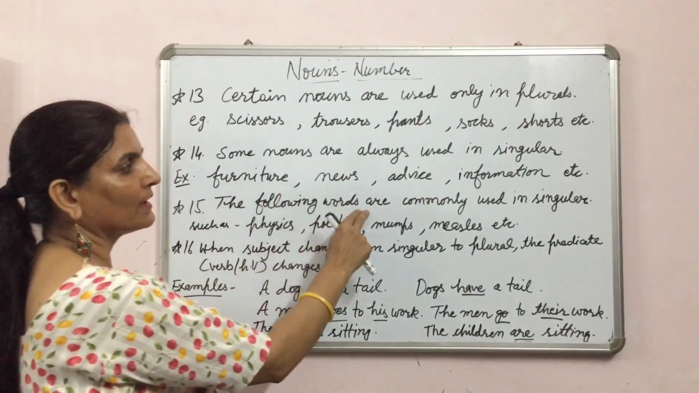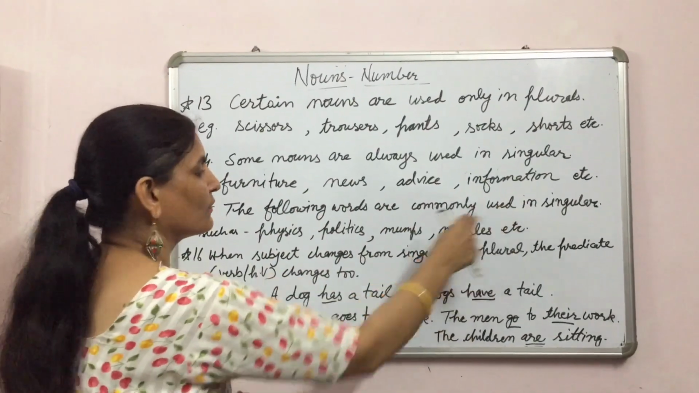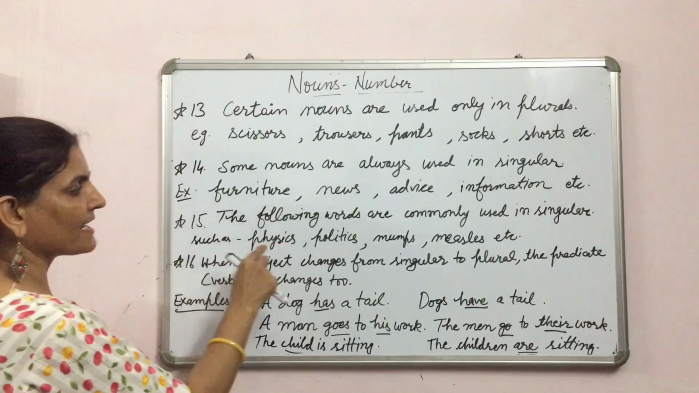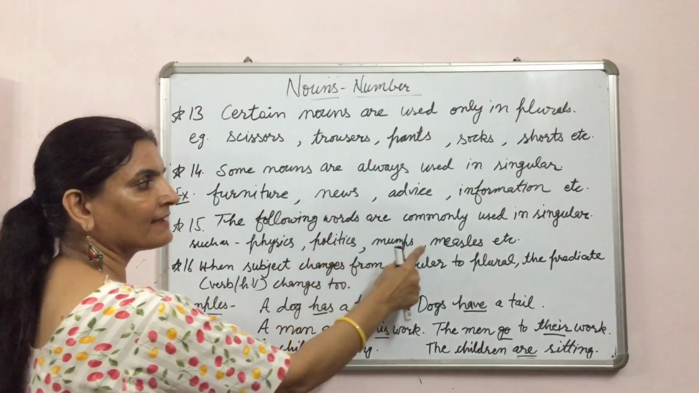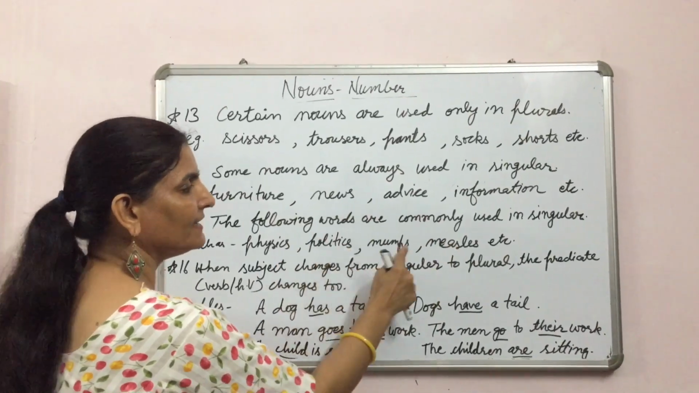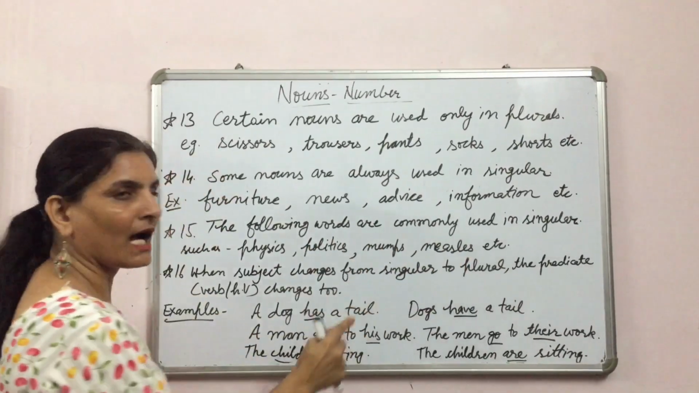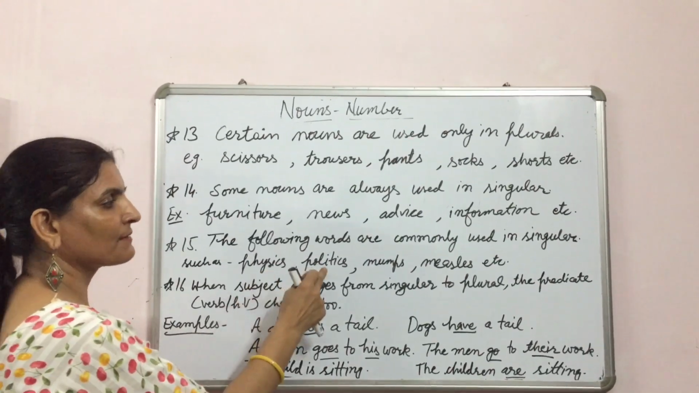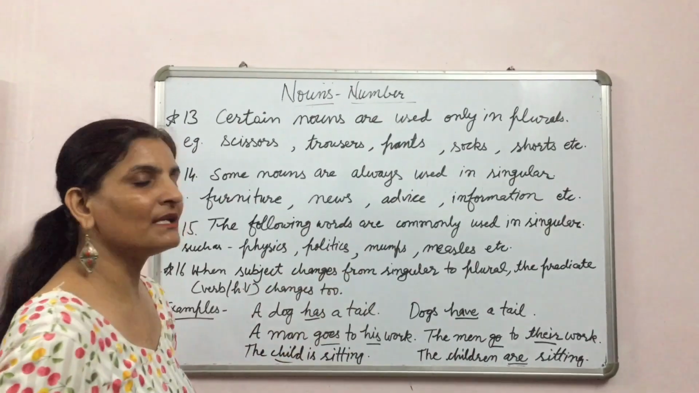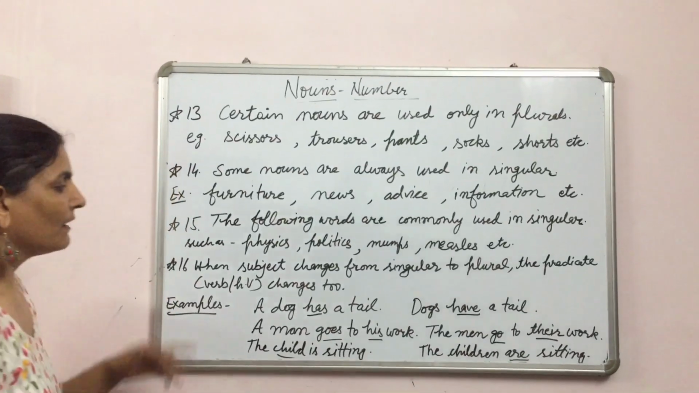The following words are commonly used in singular, such as physics, politics. There is an s at the end of each word, but these are used in singular. Physics, politics, mumps, measles, etc.